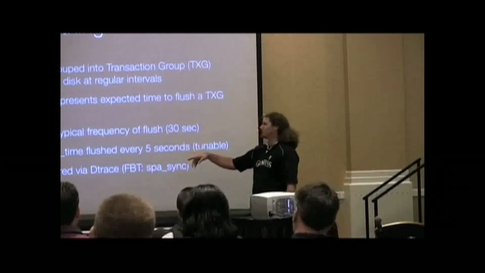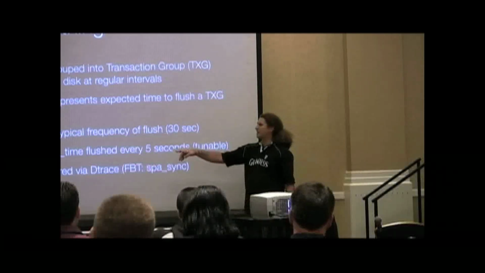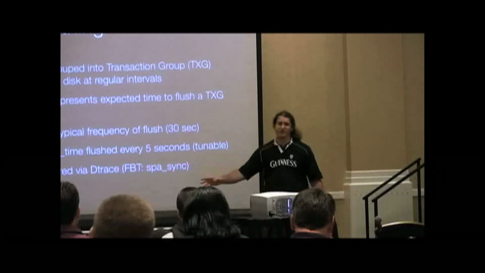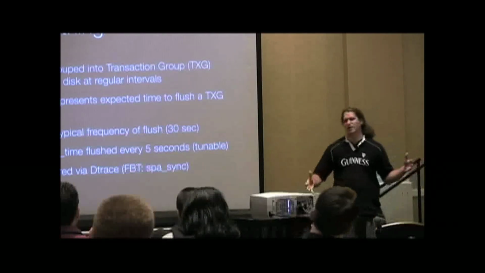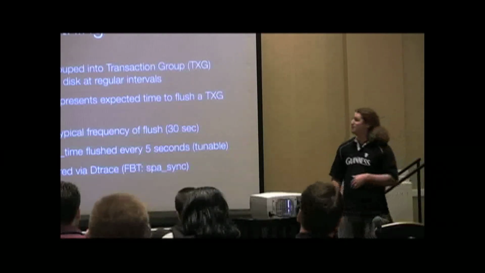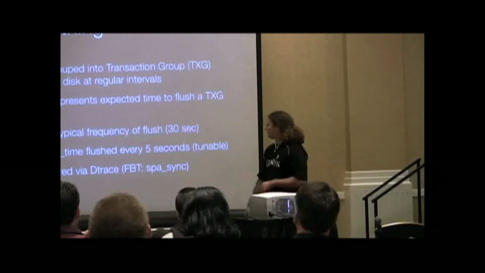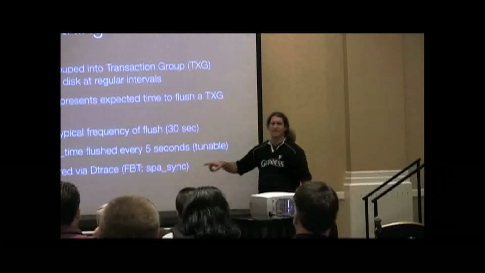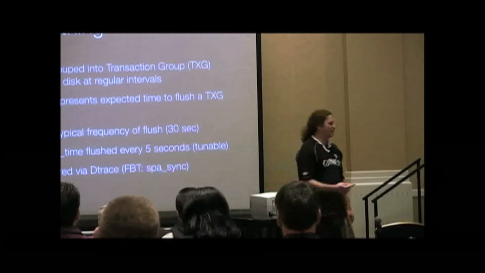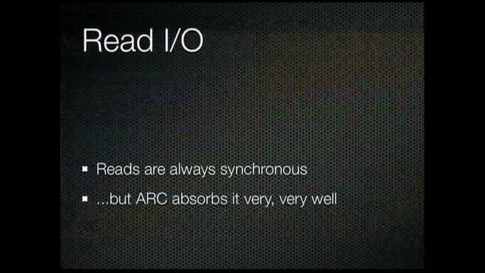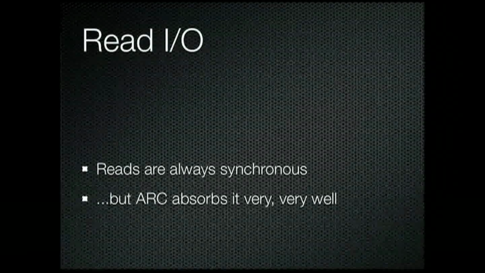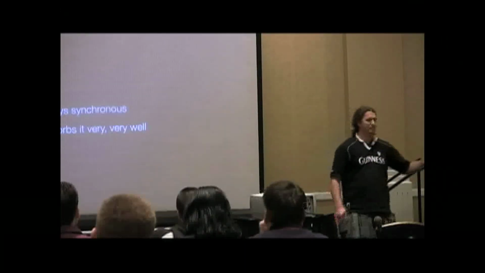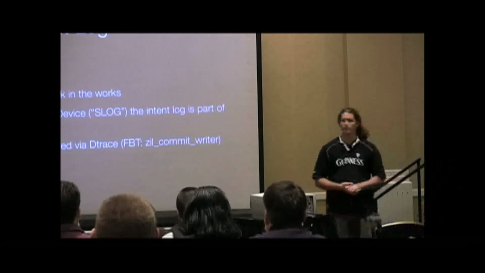In some of the older releases, the TXG time to flush was 5 seconds. So you saw it far more often, and that's actually been pushed out to 30 now. This can be monitored via dtrace, and if you dtrace this spa_sync function, you can kind of see when it hits. So read I/O, reads are always synchronous, but ARC absorbs it very, very well, as we saw before in some of those graphs.